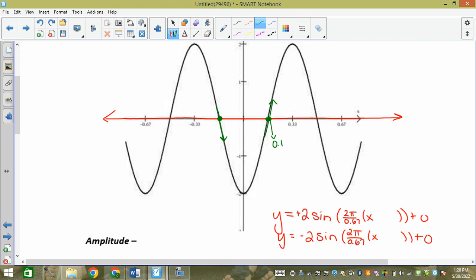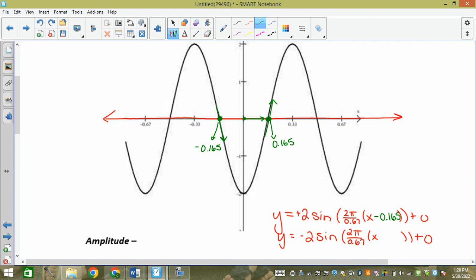This is 0.165. It's halfway to 0.33. Which one is for the positive sine, the left or the right one? The right, because it's the positive slope one. So to get the positive sine, it's supposed to be here, but it moved 0.165 to the right. So I'm going to go minus 0.165.